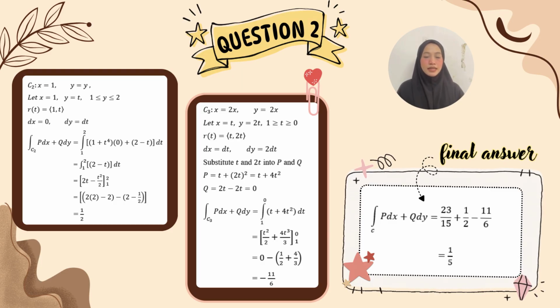Finally, the total line integral is the sum of all three parts. From the previous slide, C1 was −23/15, so −23/15 + 1/2 − 11/6 equals 1/5. Therefore, the value of the line integral by the direct method is 1/5.